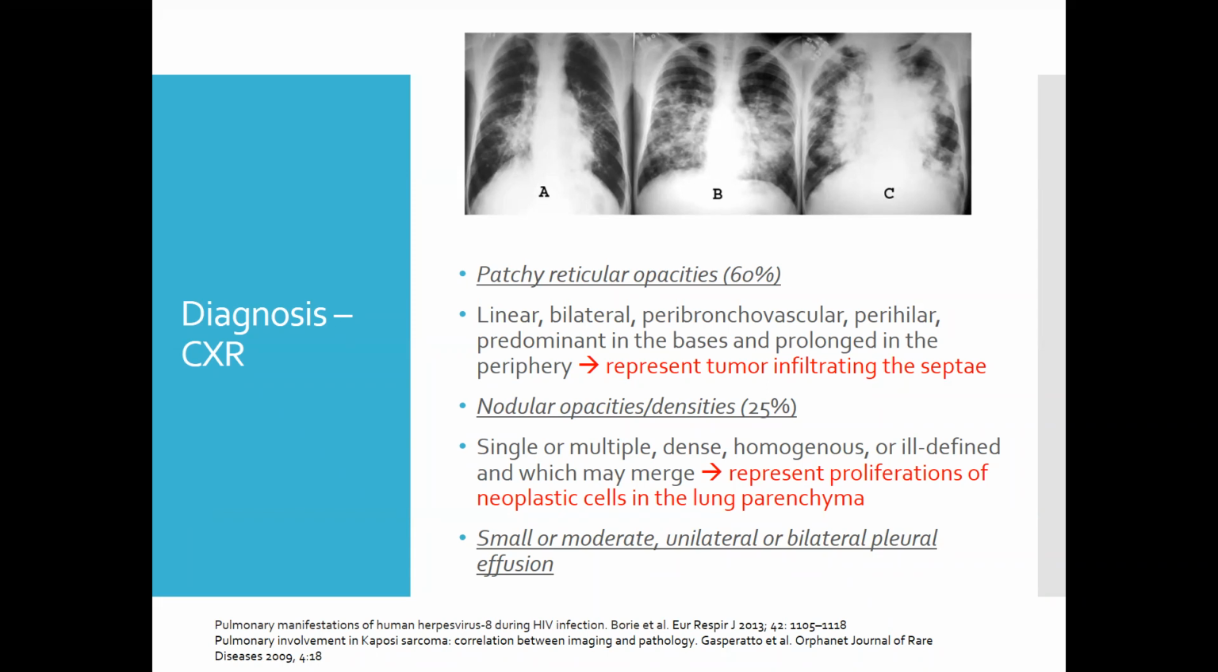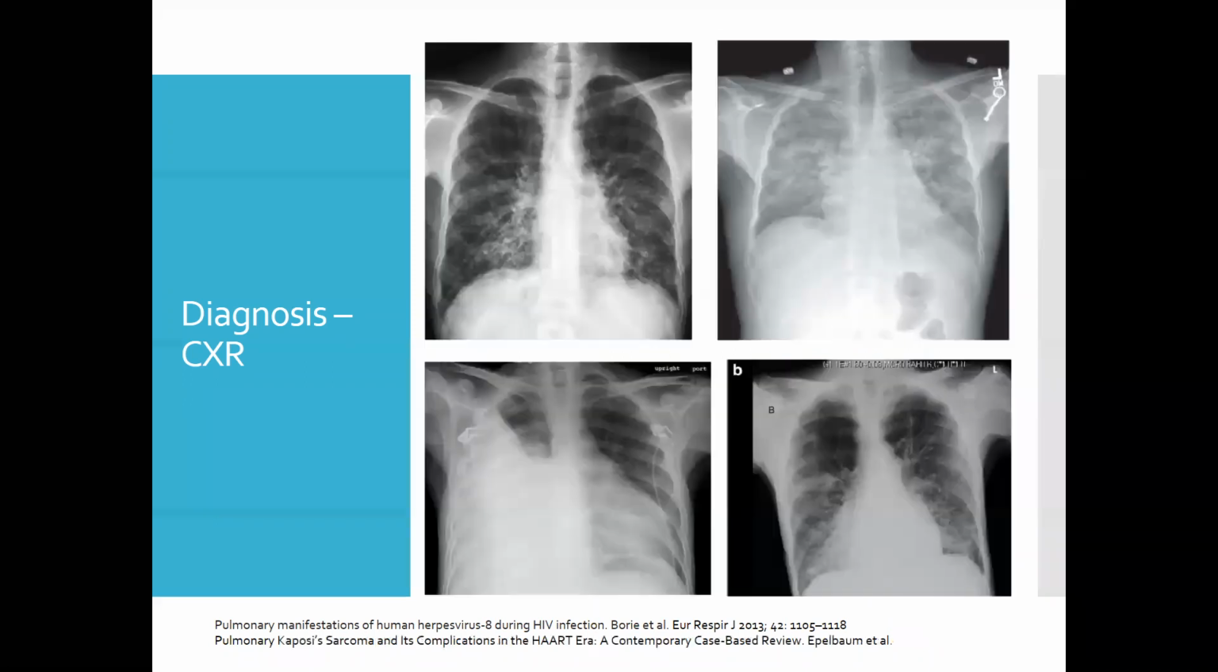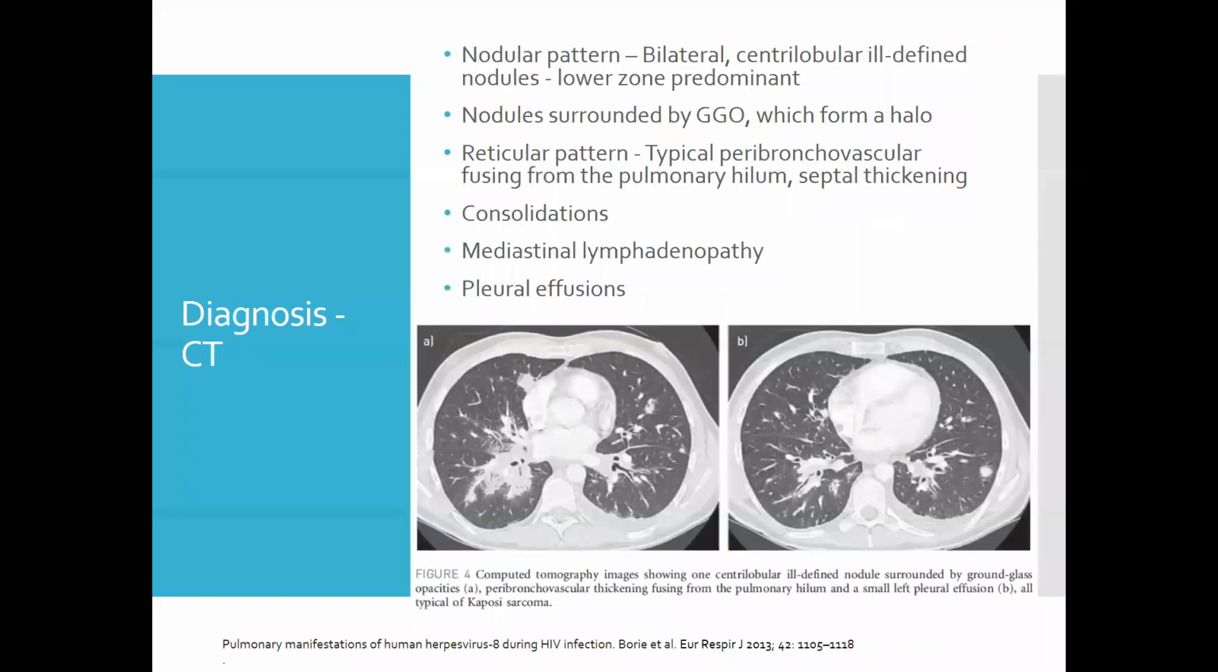Usually, these represent proliferation of the neoplastic cells within the lung parenchyma. Again, these are typical chest X-rays. The first one is nodular, basilar predominant. The second is more extensively nodular. The third one is basically looking at pleural effusion, and the last one is more of these reticular opacities.